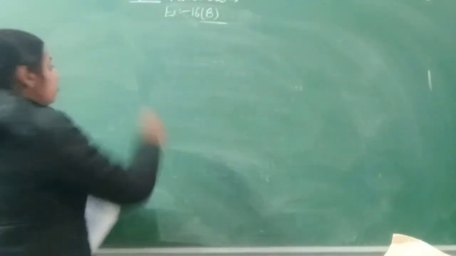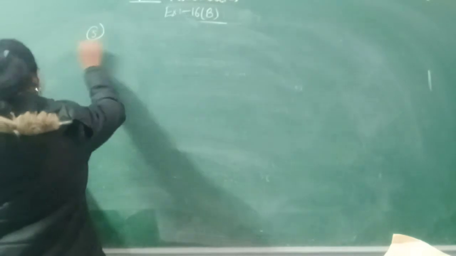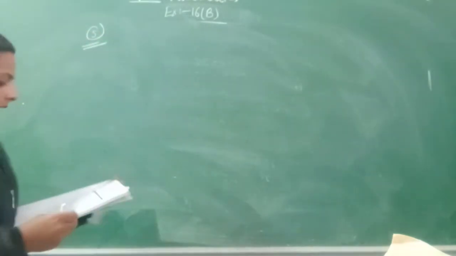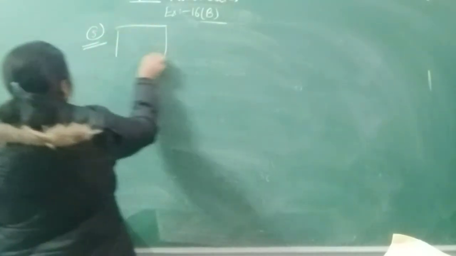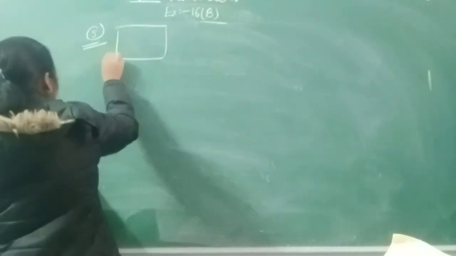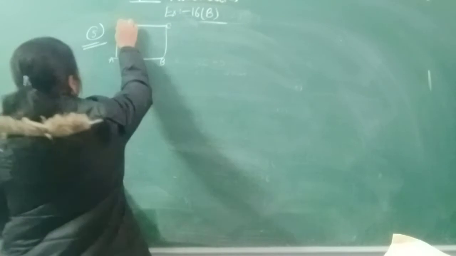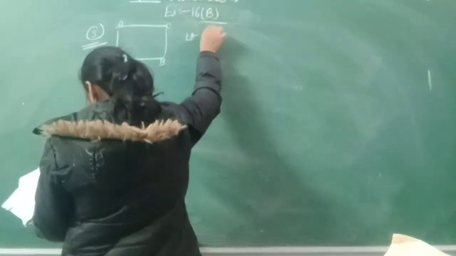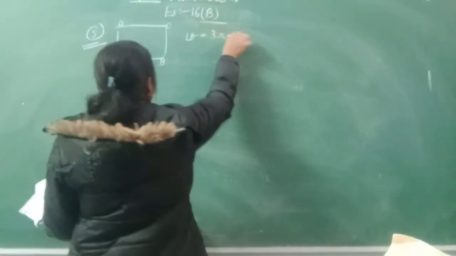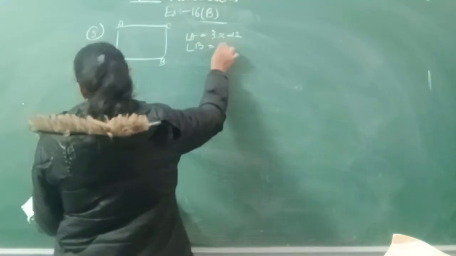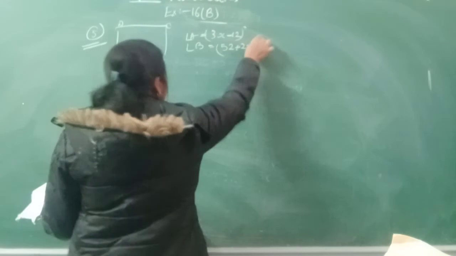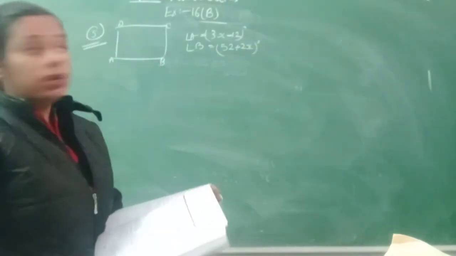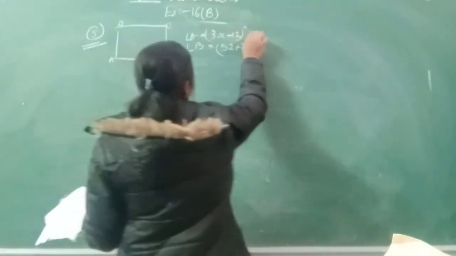Question number 5. Both adjacent angles of a parallelogram are given. It means A and B. Angle A is given, that is 3x minus 12. Angle B is given as 52 plus 2x. As we know that this is a parallelogram, so opposite angles will be equal. Angle A is equal to angle C. Angle B is equal to angle D.